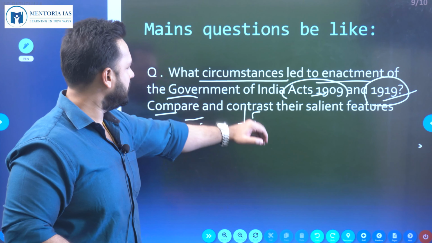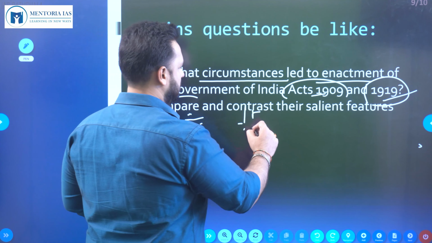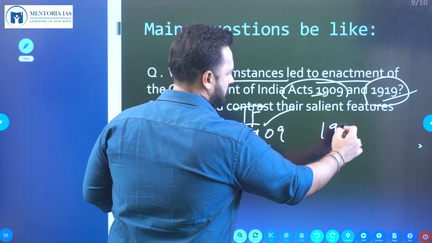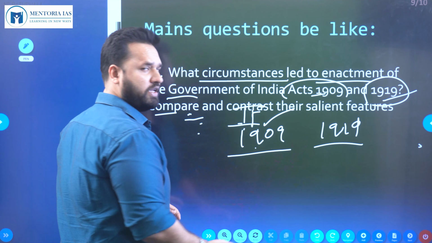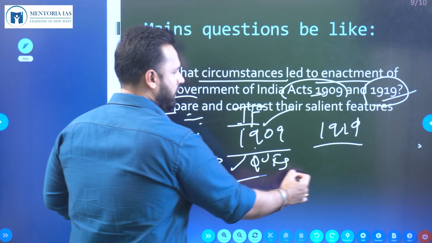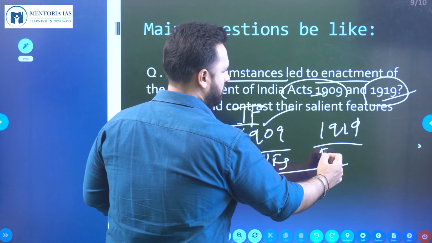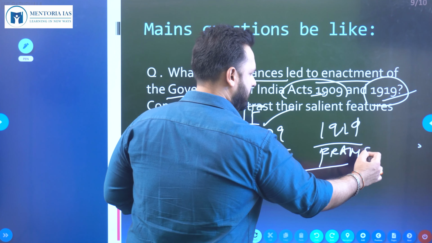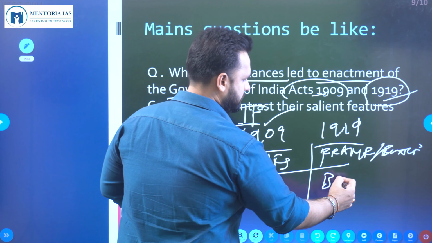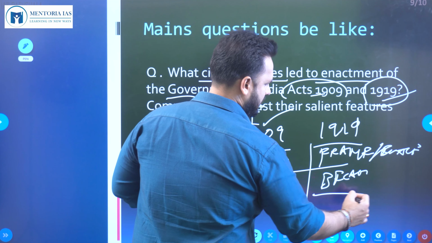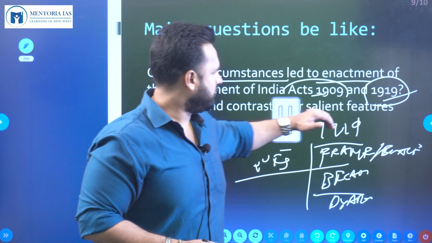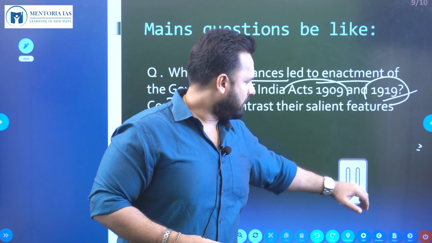In the second part, it is asking to compare and contrast the salient features. Let us say you will compare 1909 with 1919. Let us say there is a budget. Here you can ask questions in 1909, whereas in 1919, you can frame your own provincial budget. So there is bicameralism, there is diarchy. That is how you compare, and you can write the differences as well and conclude on a positive note always.